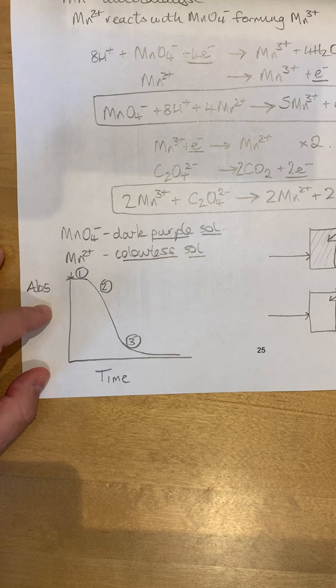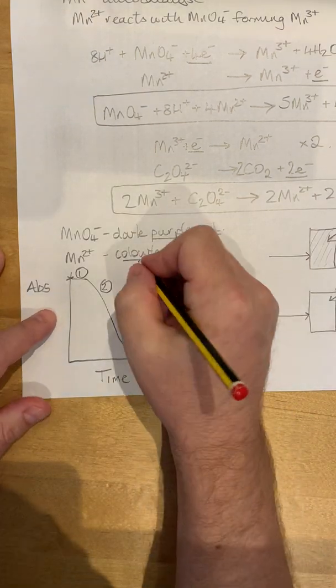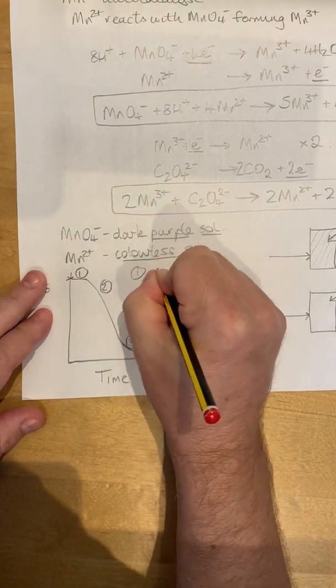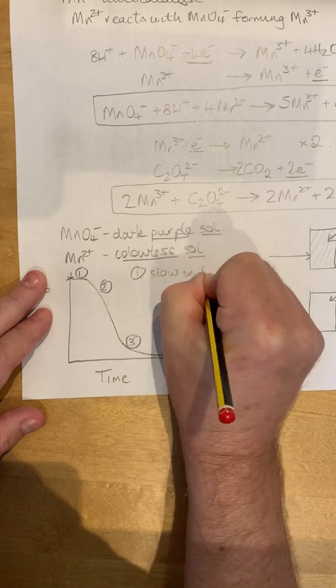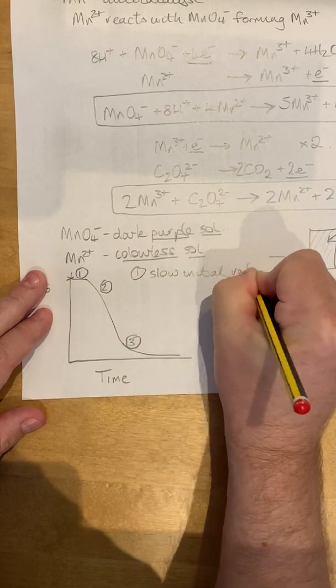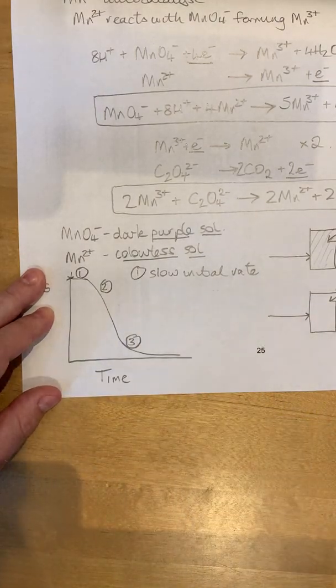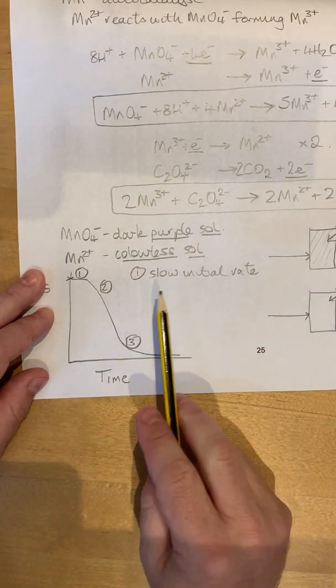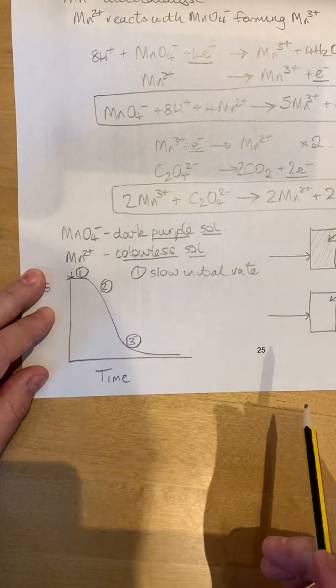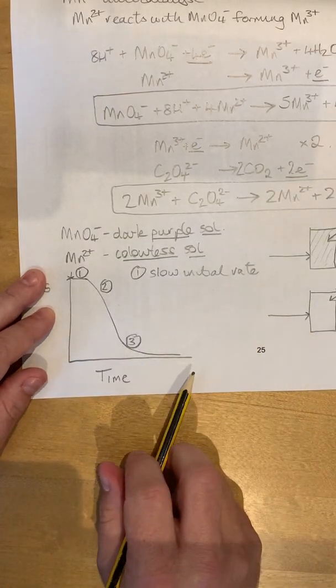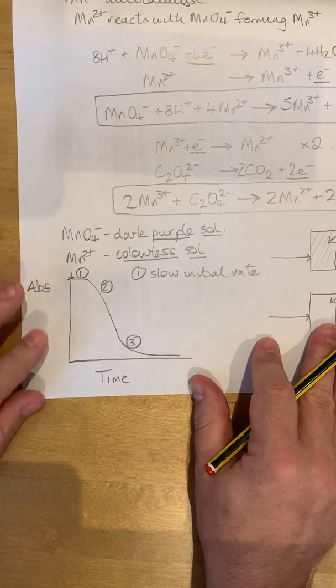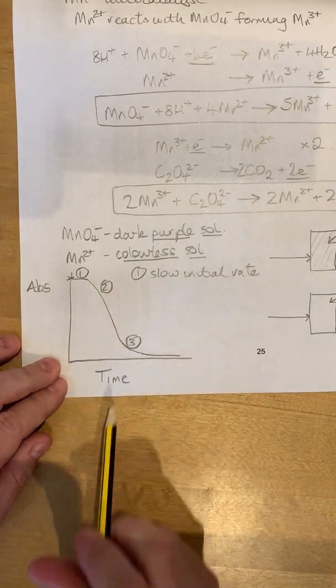So the distinct zones on this graph that you'd need to explain: 1, slow initial rate, and that's for the reasons explained earlier. I'm running out of space, so I won't write anything else about that. But the two negative ions repelling each other, high activation energy, slow initial rate, slow change in colour, or slow decrease in absorbance.